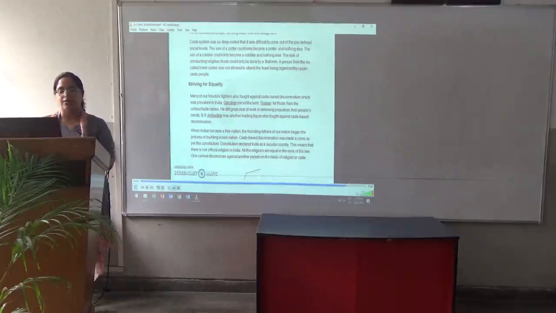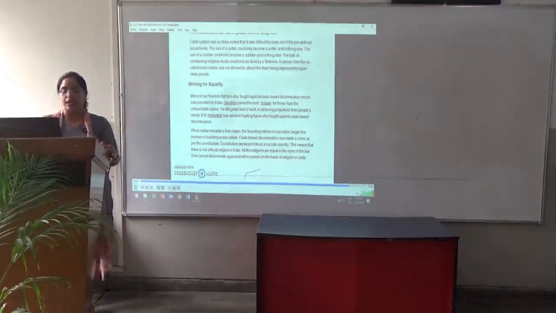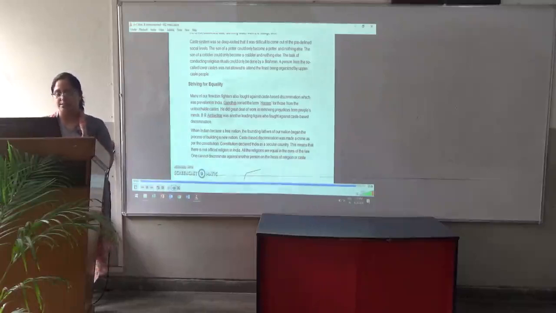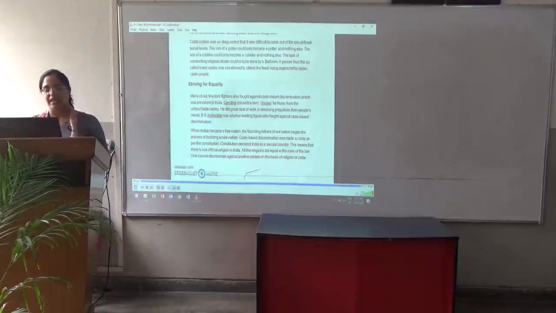When India became a free nation, the founding fathers of our nation began the process of building a new nation. Caste-based discrimination was made a crime as per the Constitution. The Constitution declared India a secular country where all religions are given equal importance. This means that there is no one official religion of India. All religions are equal in the eyes of the law. One cannot discriminate against another person on the basis of religion or caste.